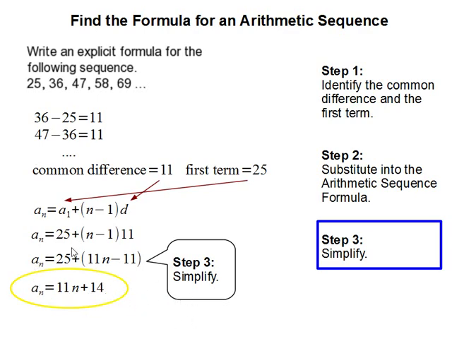If we want to test our result, we can say the first term is 1, so we substitute 1 in for n, and 11 times 1 is 11 plus 14, that gets us 25. Then we substitute in 2. 2 times 11 is 22 plus 14 is 36. So that is the second term, and that works there. So that completes it.